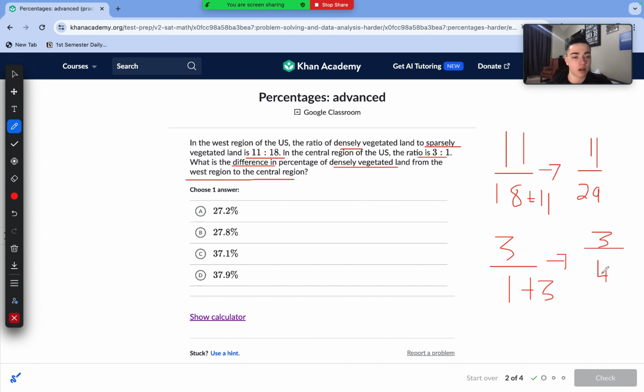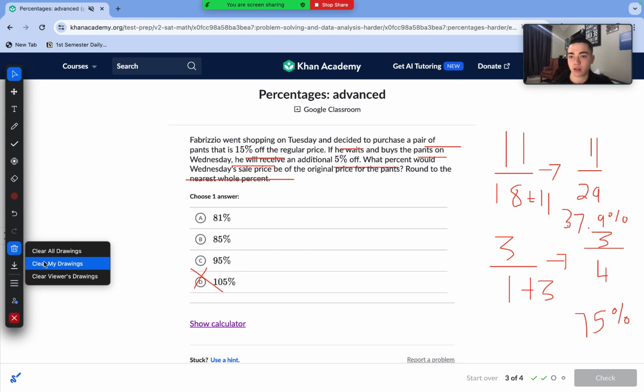We obviously know 3/4 is 75%, but let's go ahead and put 11 over 29 into our calculator. 11 divided by 29 is 0.379. Converted to a percentage, that's 37.9%. And now we're just going to find the difference, or subtract both of these values from each other. Don't get distracted by answer choice D here. So 75 minus 37.9 is 37.1. So answer choice C is correct here. On to our next question.